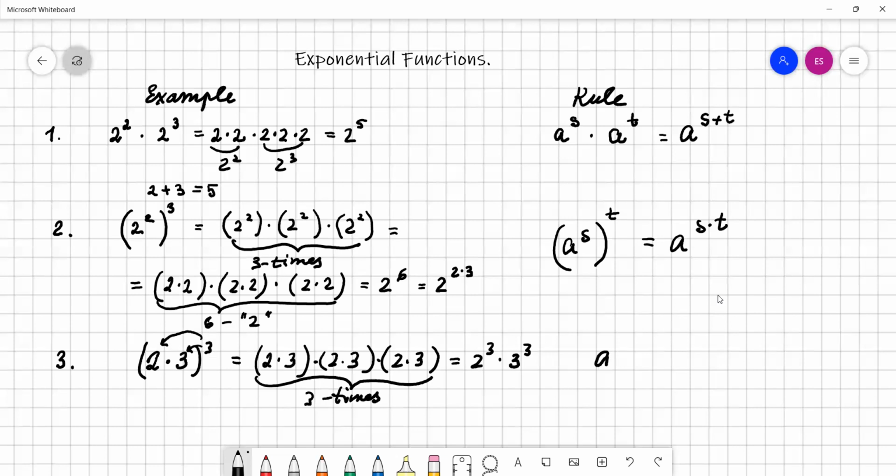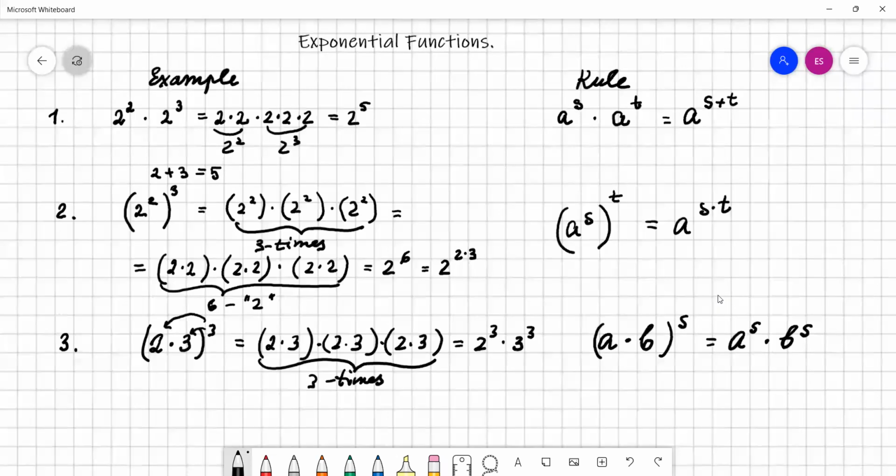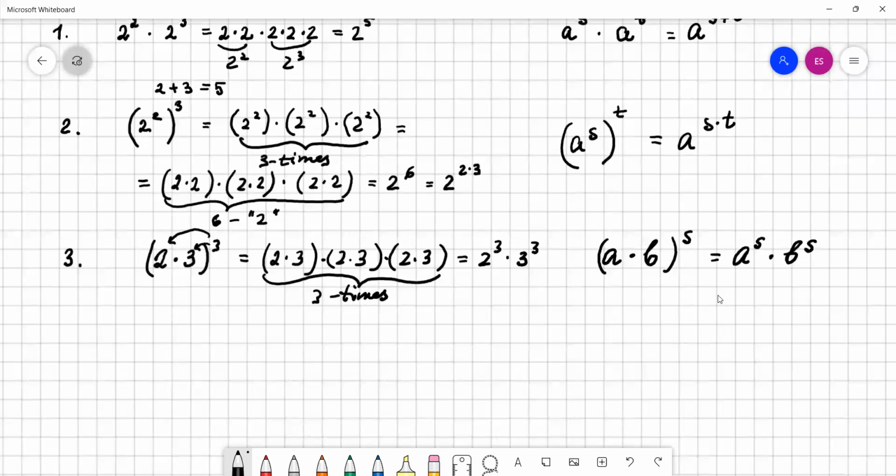The rule is going to be next: a multiplied by b, to the power of s, equals a to the power of s multiplied by b to the power of s. Okay. Next is not actually a rule, but an example. If I put 1 to the power of 5, for example, I'm going to have 1 multiplied by 1 multiplied by 1 multiplied by 1 by 1, right? So it's still 1. So the rule is that 1 to any power is equal to 1.